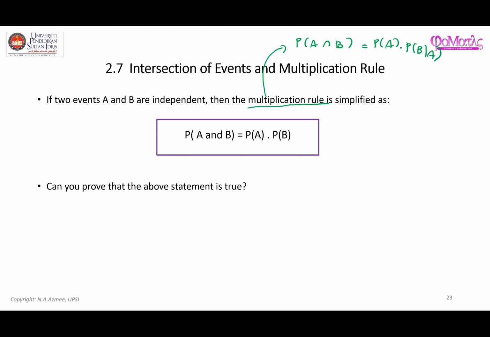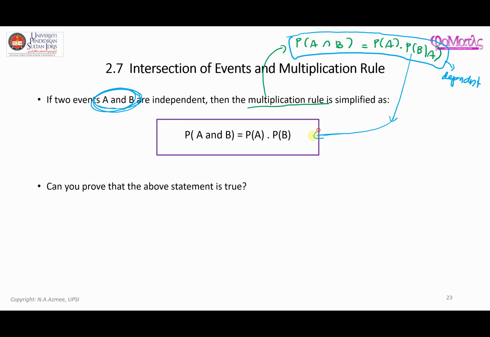Now let's say you have additional information. Let's say that you just know that A and B are independent. This formula is the one you use when they are dependent events, A and B dependent. If we know that they are independent, you can see that this general formula will be reduced to this one.